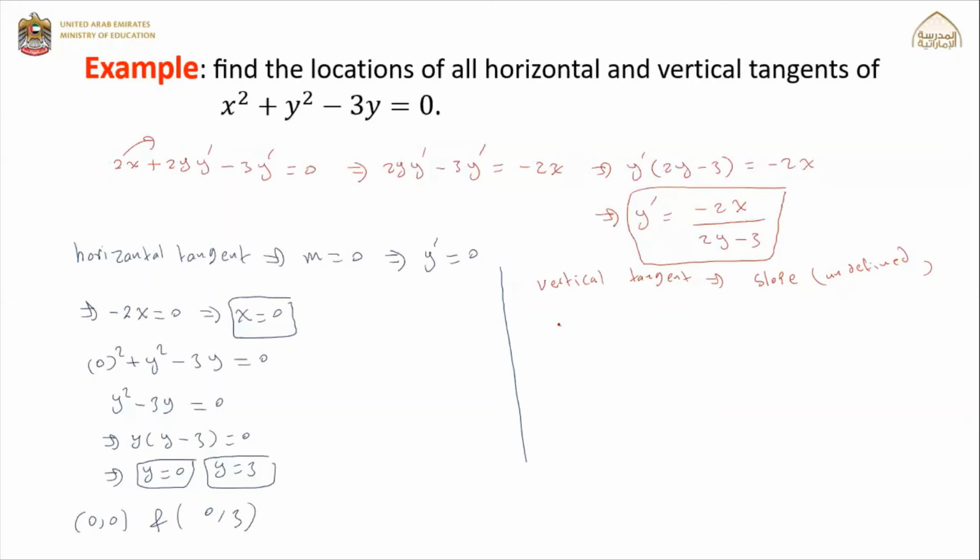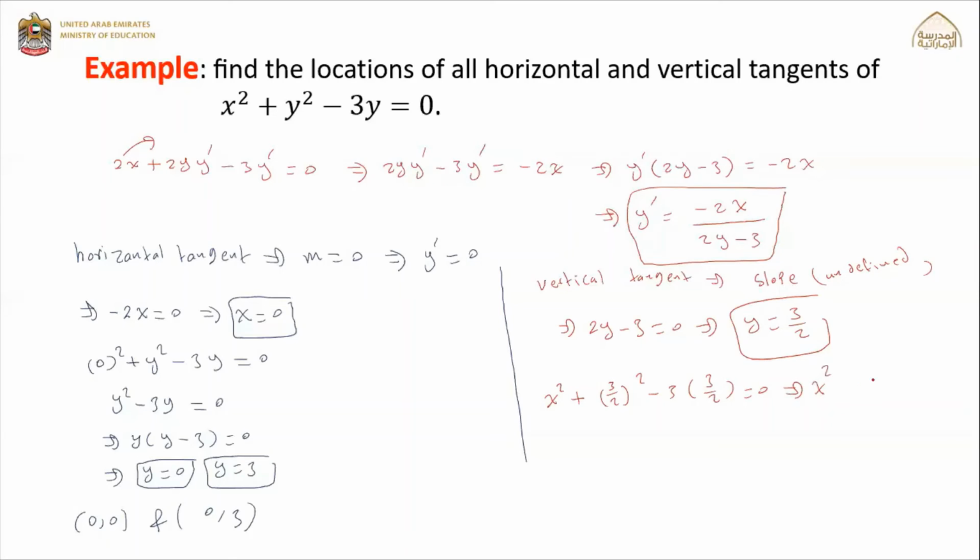Slope is undefined when the denominator equals 0. So 2y minus 3 equals 0. From this, I can find the value of y, which is 3 over 2. After you find the value of y, you can go back to the equation. So x squared plus y squared minus 3 times y equals 0, with y equal to 3 over 2.